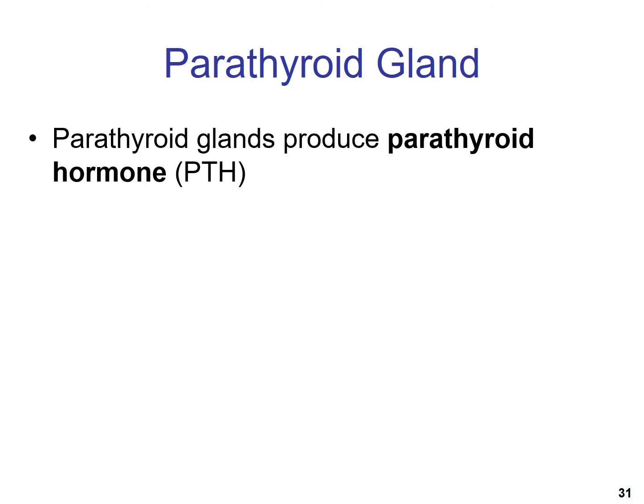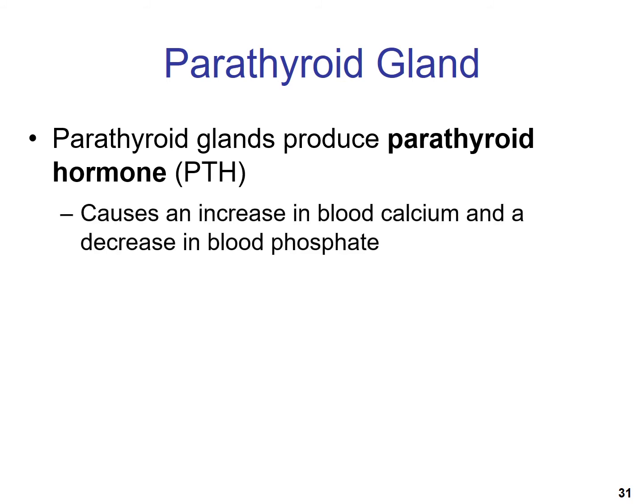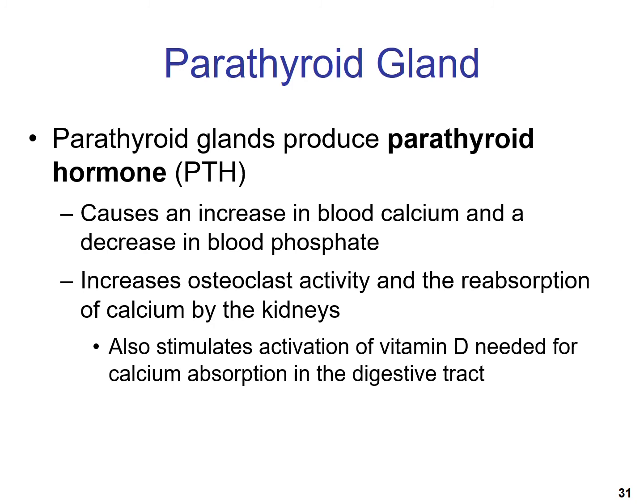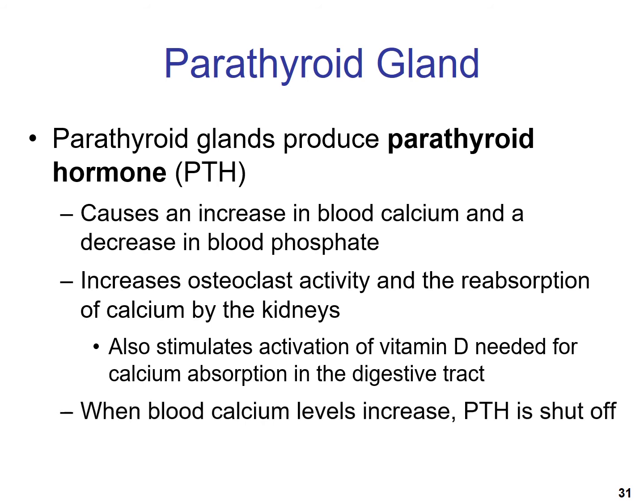The parathyroid glands produce parathyroid hormone, and I just made mention of this. What parathyroid hormone will do is cause an increase in blood calcium and a decrease in blood phosphate. So again, it increases what's called osteoclast activity and the reabsorption of calcium by the kidneys. This will also stimulate the activation of vitamin D that's needed for calcium absorption in the digestive tract. So basically, you can take in a lot of calcium, but if you have low levels of activated vitamin D, you won't be able to take that calcium up, and the calcium will simply pass through your digestive tract without being absorbed. This is one of the reasons why vitamin D is added to milk, so that you can actually make use of the calcium that's contained in milk. So when blood calcium levels increase, you see a shutoff of parathyroid hormone.